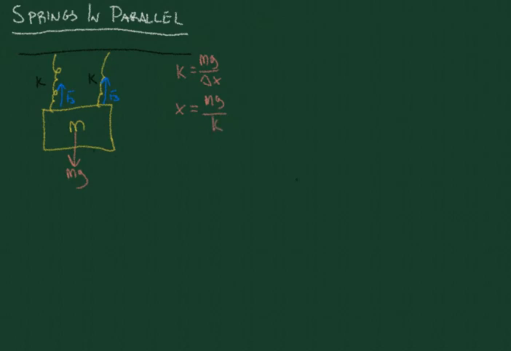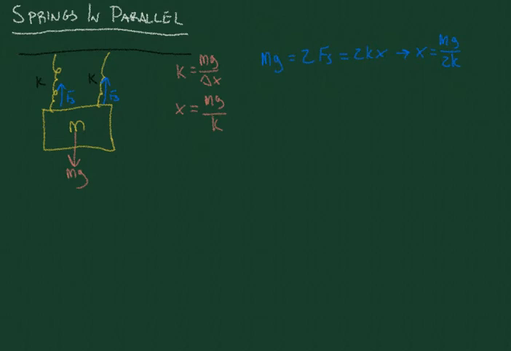But now if we look at our net force equation, we see that the force of gravity is equal to 2 times the spring force, right, which is 2kx. So in other words, x is mg over 2k.